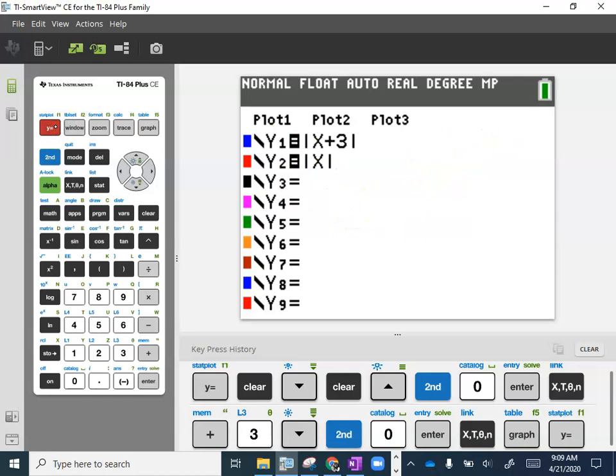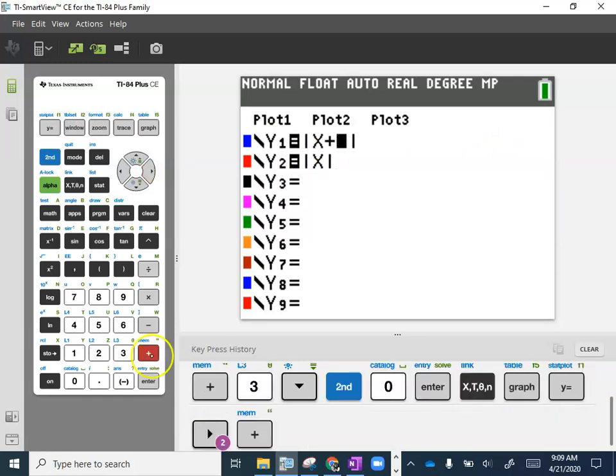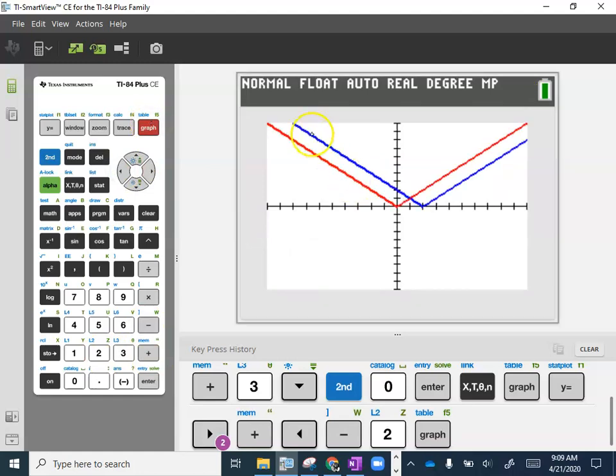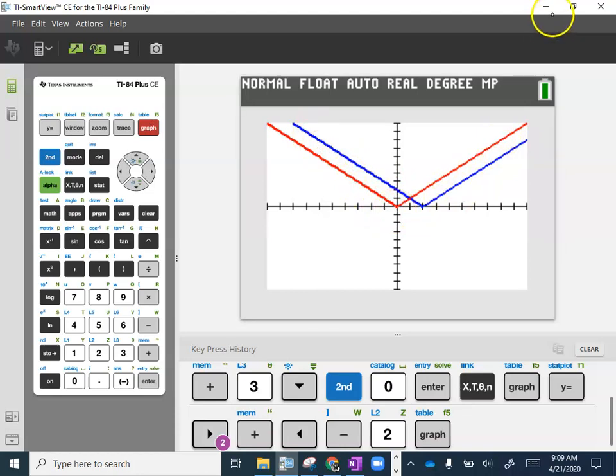So it looks just like our picture. So if I do the same thing for the minus 2, it should be shifted over to the right too. So if you're not sure, you can always put it in your calculator.